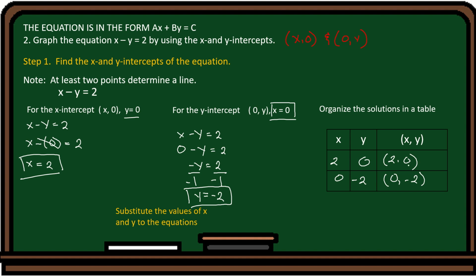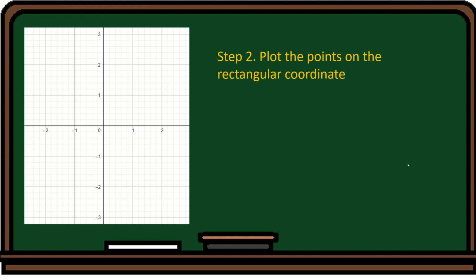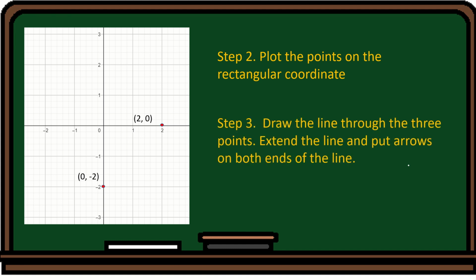So we can plot these 2 points in our plane. Plot the 2 points in the rectangular coordinate system. First we have (2, 0), then second is (0, -2). Draw the line through the 2 points, since we are using 2 points only, and extend that and put an arrow on both sides of the line. So there you are. You have now the graph of your x minus y equals 2.